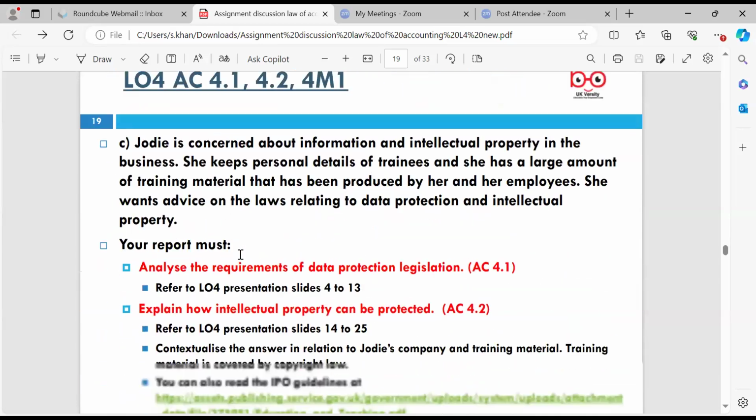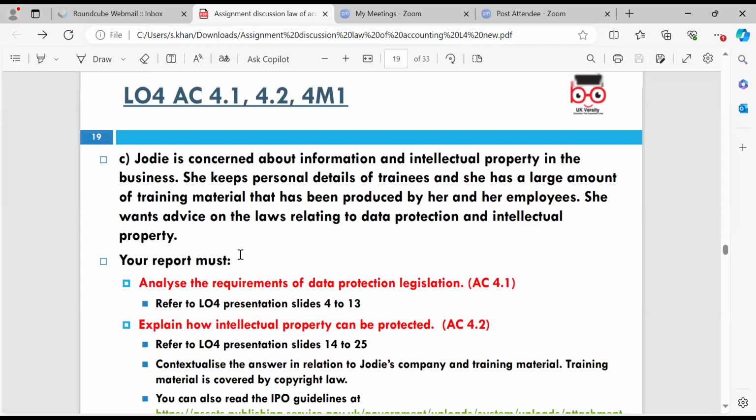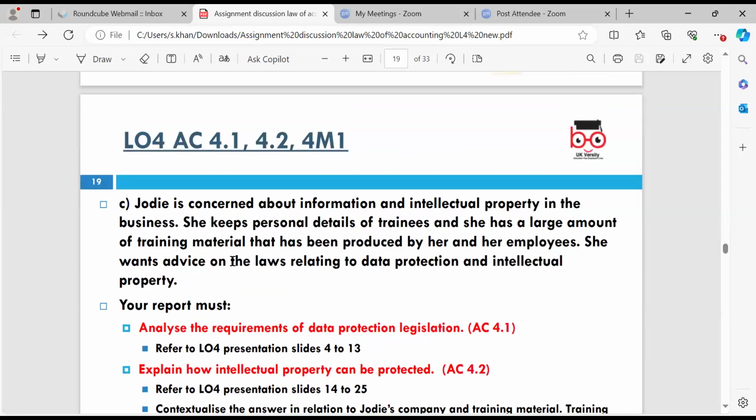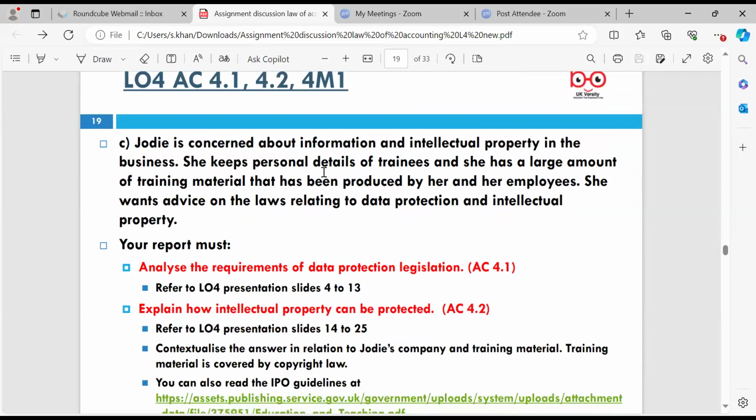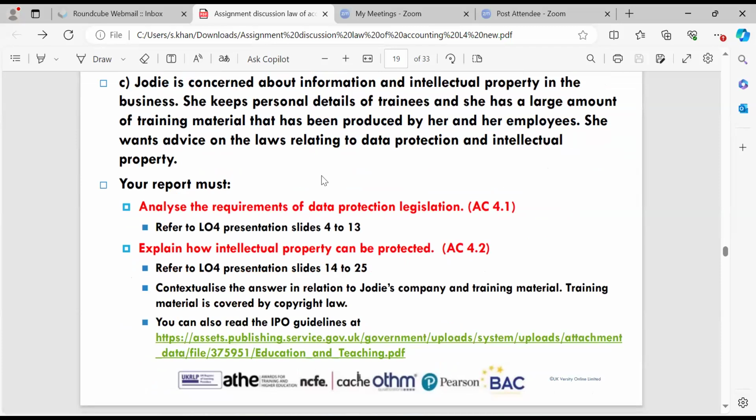So learning outcome 4. Now in part C, so this is all task 1, you need to be looking at learning outcome 4 to cover this: AC 4.1, 4.2, and 4M1. Jodie is concerned about information and intellectual property in business. She keeps personal details of trainees, and she has a large amount of training material that has been produced by her and her employees. She wants advice on the laws relating to data protection and intellectual property.